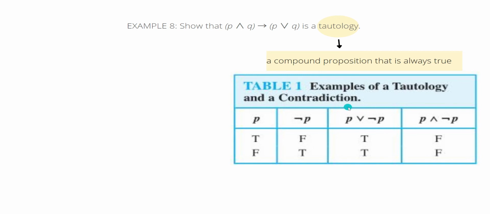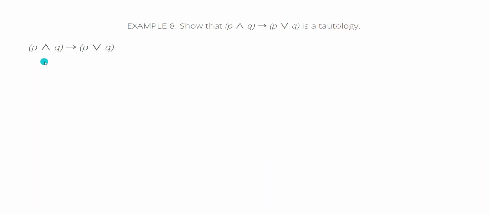We know that when we have or, from true or false, the result can only be true. And for and, if there is a false, it should always be false. So this compound proposition here is always true, and this compound proposition here is always false. Now we have to prove that P and Q implies P or Q is a tautology. That means it is a proposition that is always true.